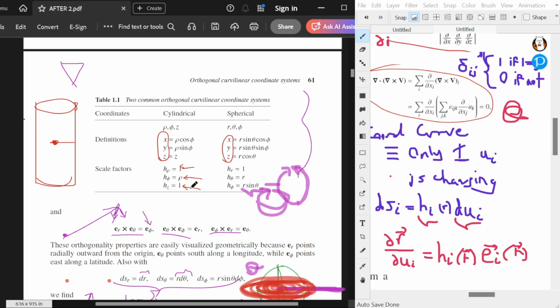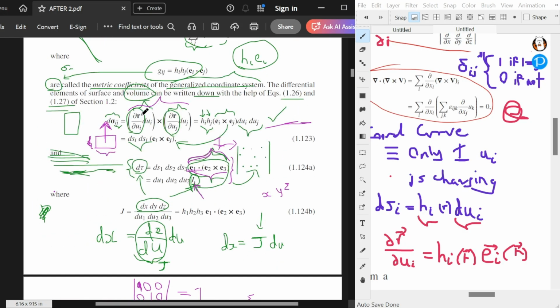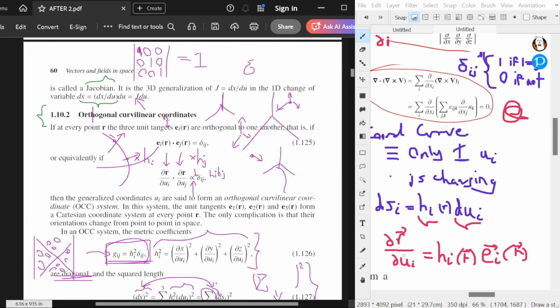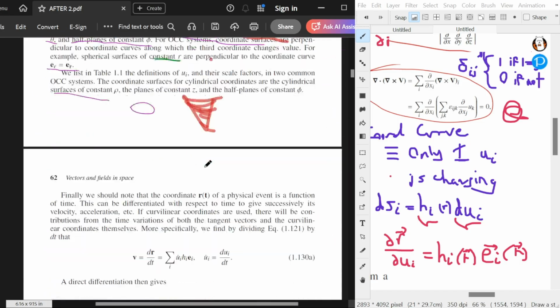How do you get h again? You get it from doing the partial derivatives and getting the magnitude. So dx, dr, del r, del x, del r, del u_i. Well, let's just move on.